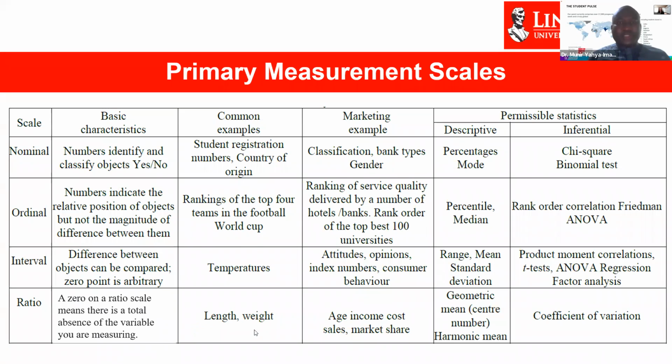Okay, but in general, there are four measuring scales, which are the primary measuring scales. We have nominal, ordinal, interval, and ratio, which we have discussed in our last section. I'll just do this summary.